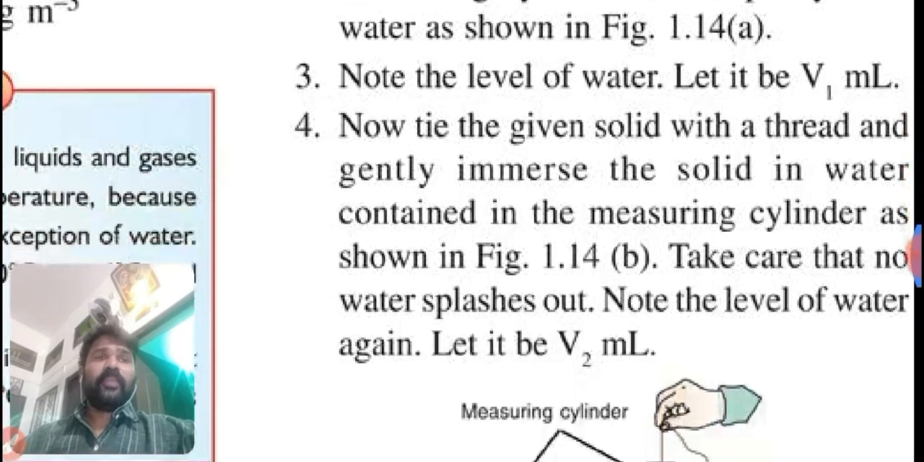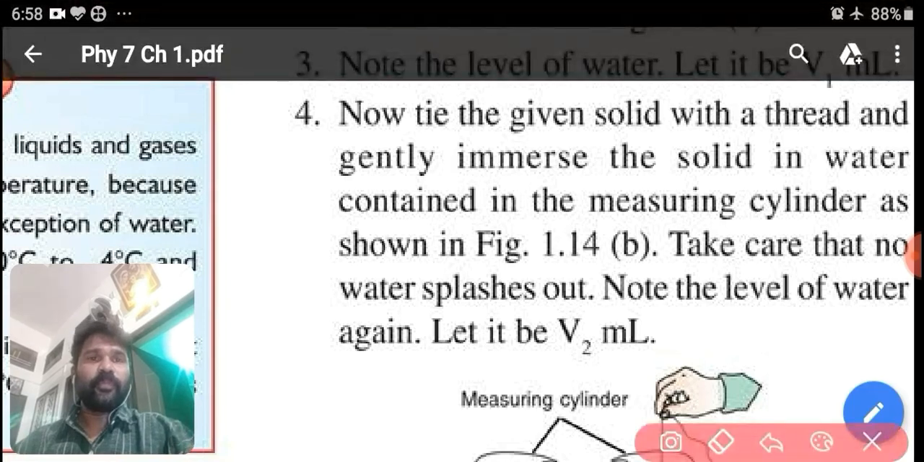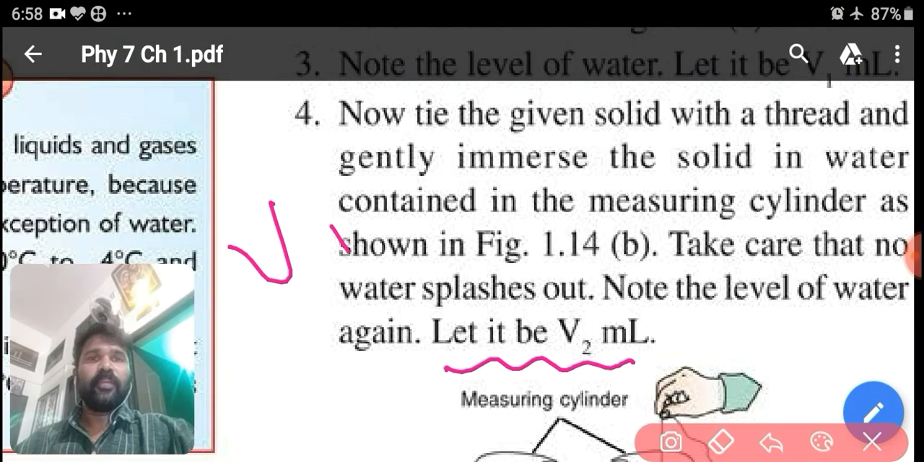Take care that no water splashes out. Note the level of the water again. Let it be V2. The initial level was V1, don't forget. Now the second one, the final one, is V2.